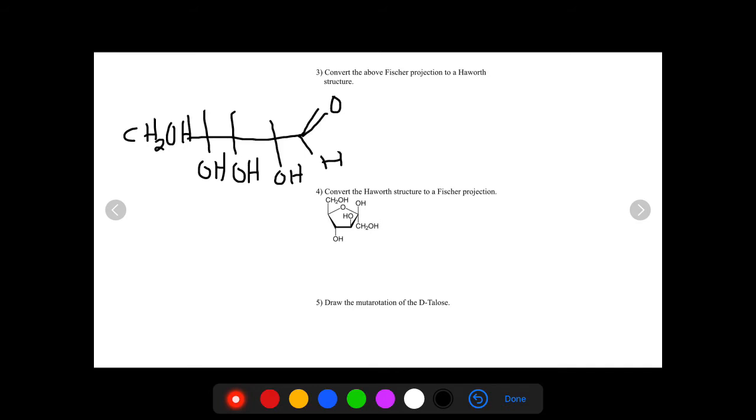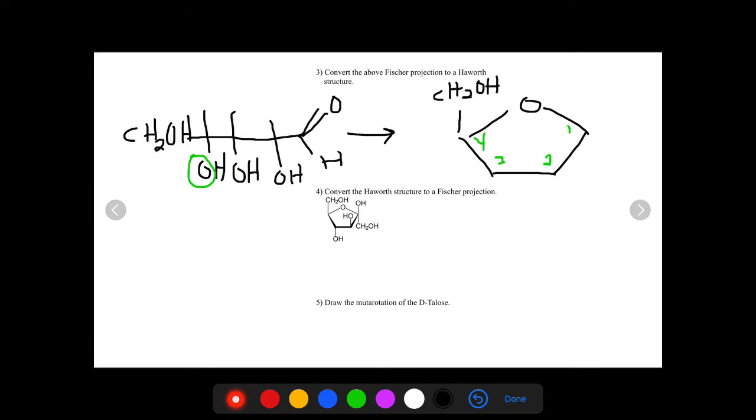Okay, so we're going to go from that, and we only have 1, 2, 3, 4, 5 carbons. So we're going to draw this structure here, because this is the oxygen that's actually in the ring. Okay, so I'm just going to label the carbons. We have carbon 1, 2, 3, 4, and then carbon 5 actually comes up here, CH2OH. So just to match that with what we have over here, carbon 1, 2, 3, 4, and then 5.